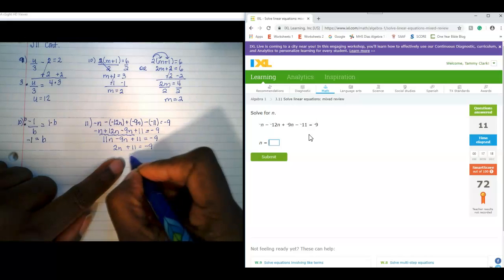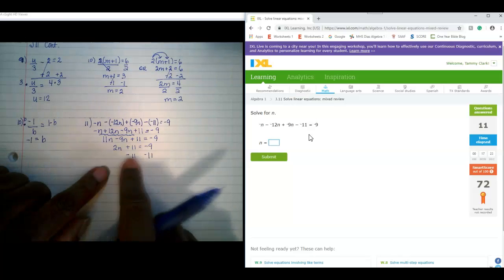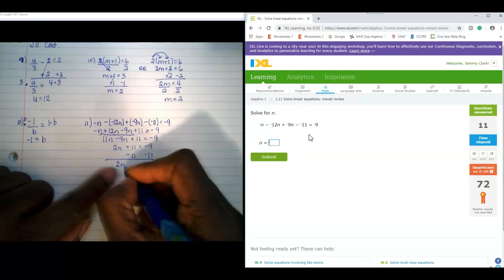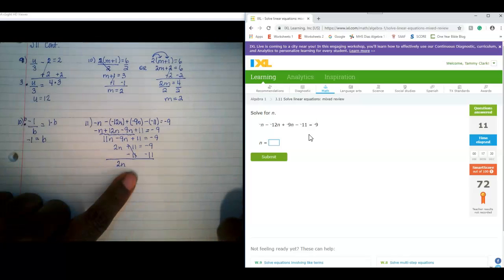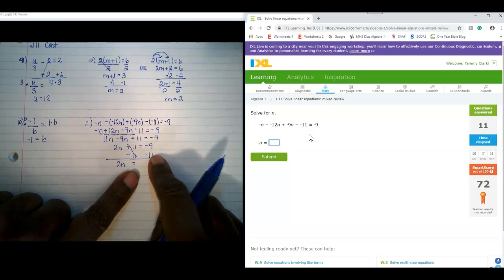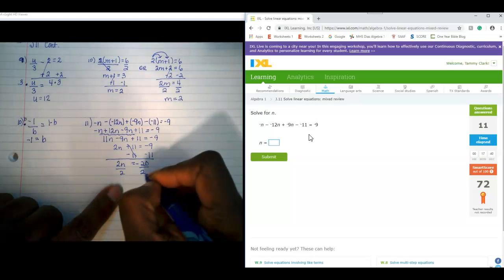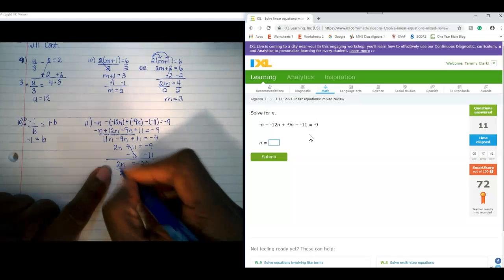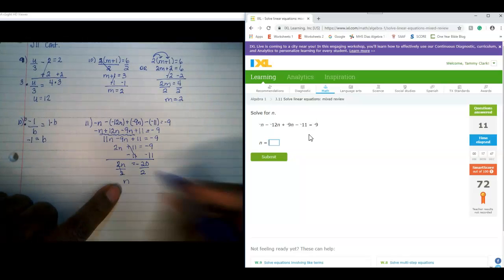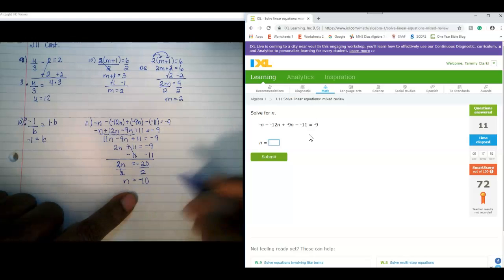We're going to subtract 11 from both sides of the equation. I'm creating the additive inverse pair here. So 2n, 11 minus 11 is eliminated. Negative 9 plus another negative 11 is negative 20. Divide by 2 on both sides of the equation. 2 divided by 2 is 1, so 2n divided by 2 is 1n. Negative 20 divided by 2 is negative 10.